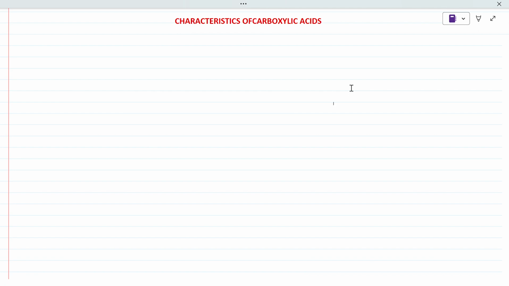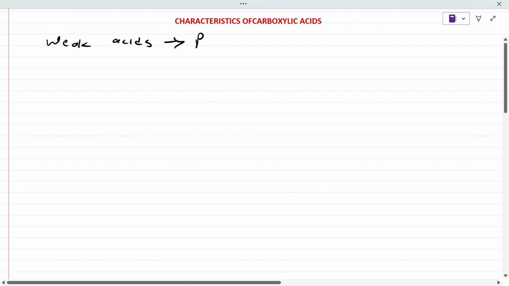Now, the first characteristic of carboxylic acids that you have to know is that they are weak acids and they have a pH of between 3 and 4. They are weak acids and their pH ranges between 3 to 5. That's the first thing you need to know about carboxylic acids.